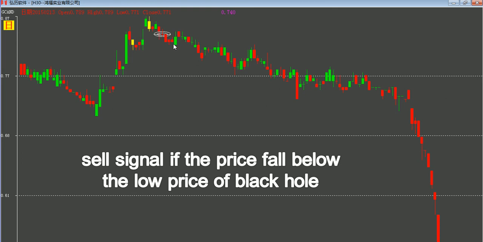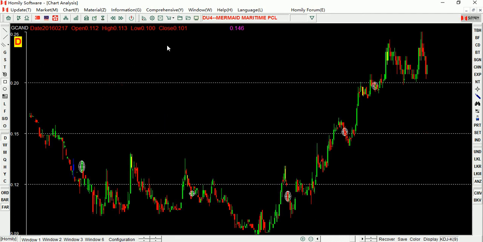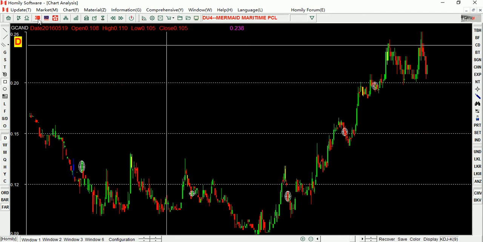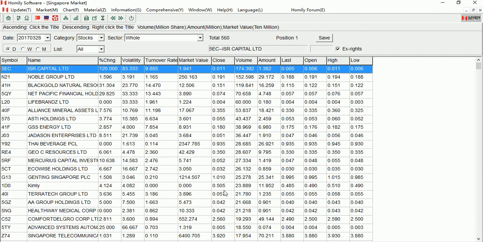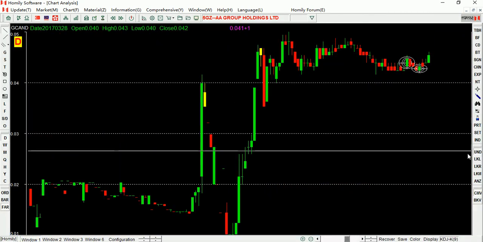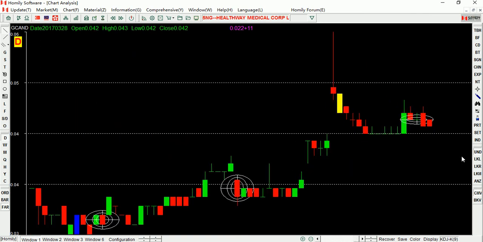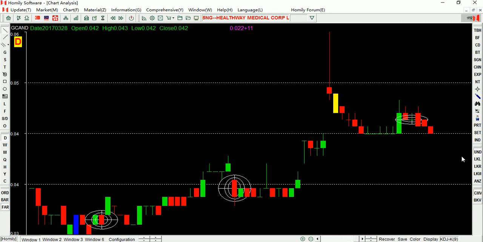Okay, so let's see some examples. So you should know when to sell, when to buy. So here, can we sell or not? Sell, because we can see the price fall below the time black hole, the low price of time black hole. We should sell quickly. Then we can see next one.